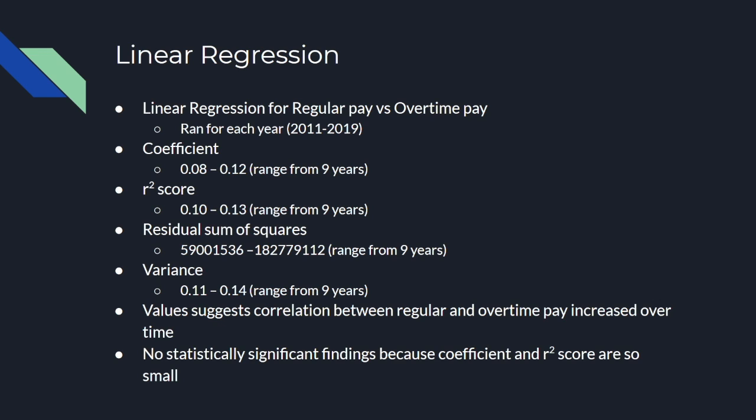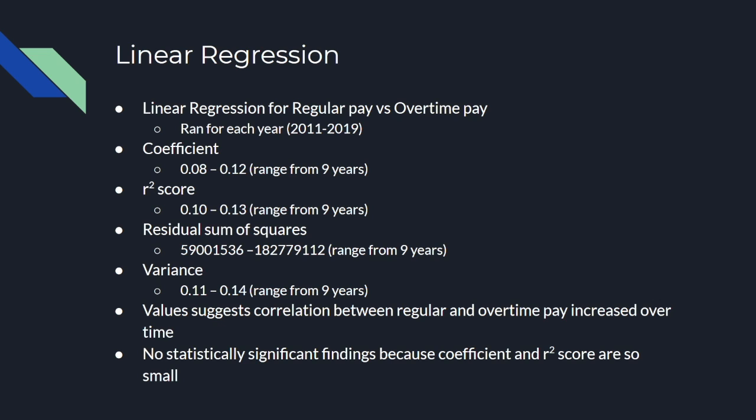they had a higher chance of earning more overtime, less overtime, or if there was no correlation between them at all. So we ran this linear regression for regular pay versus overtime pay for each year, as we did with the basic stats, for 2011 to 2019. The coefficients for linear regression ranged from 0.08 to 0.12 from the 9 years.